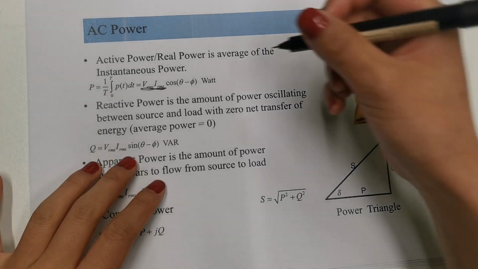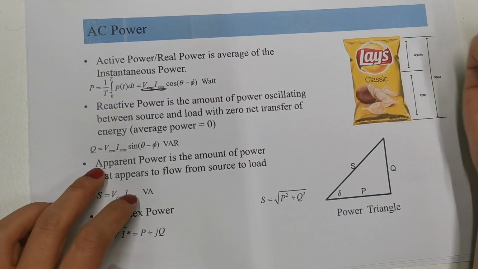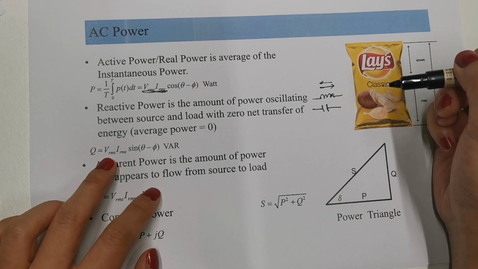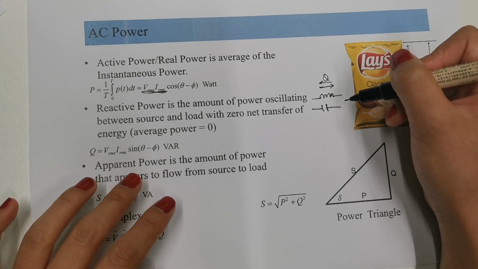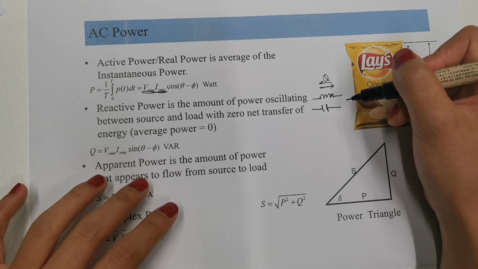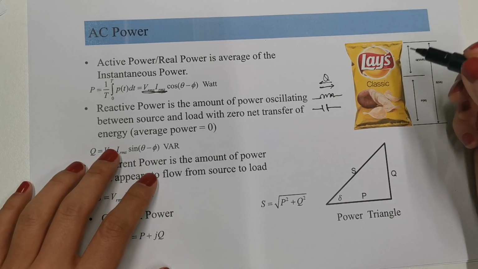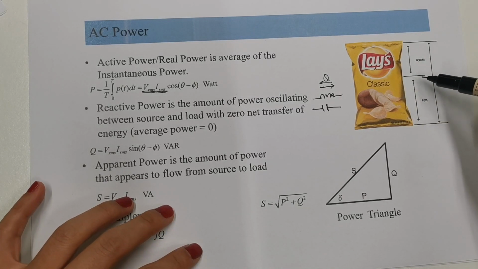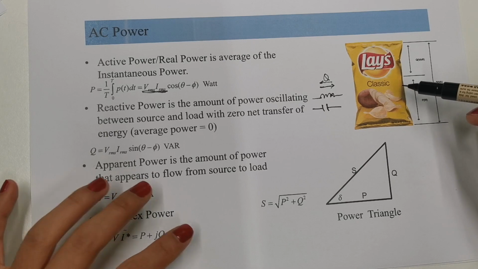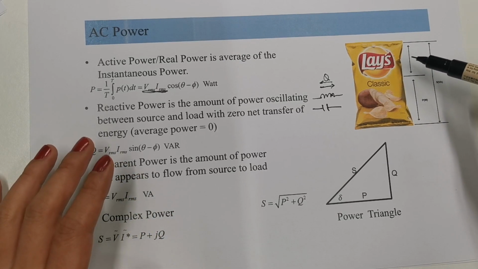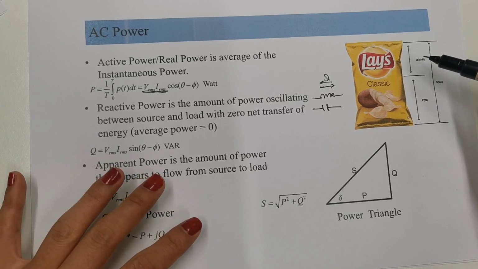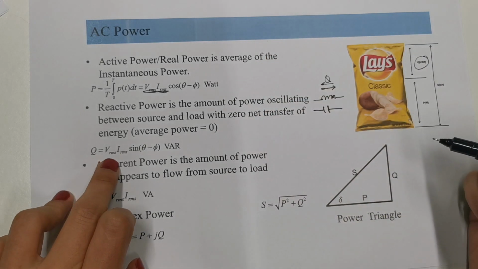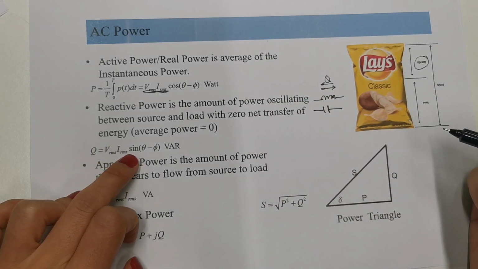In the AC circuit, we also have reactive power. Reactive power is mostly generated by inductors and capacitors. The power can go through the component, but it doesn't actually generate or consume any power. So it seems like you buy a bag of chips. The actual power is what you eat, but there's a lot of air in the bag to protect the chips, and this part of power, we call it reactive power. The reactive power is Vrms times Irms sine theta minus phi.